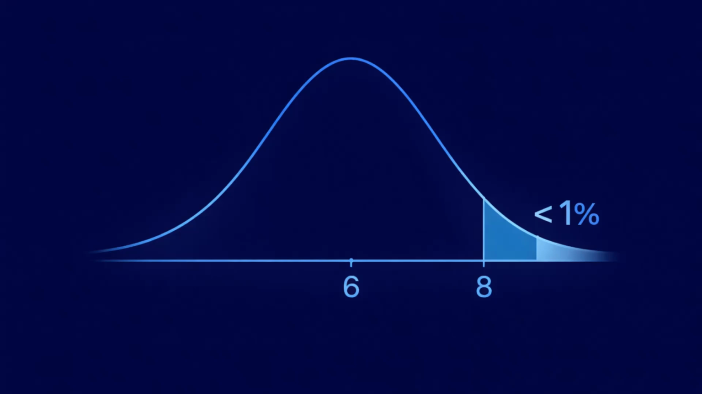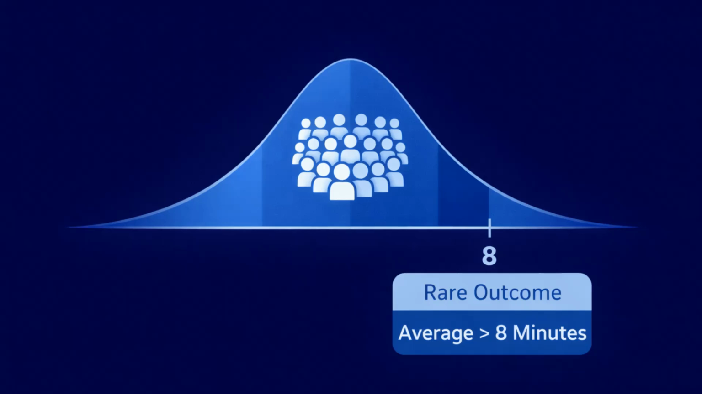In a normal calculator, you enter mean 6. The standard error is 3 divided by the square root of 25, which is 0.6. You choose greater than and enter 8. The probability returned is extremely small, less than 1%. Interpreted in real terms, that means seeing an average checkout time above 8 minutes across 25 customers would be very rare if the system is operating normally. If it happens regularly, it suggests a real change in the process, not just random variation.